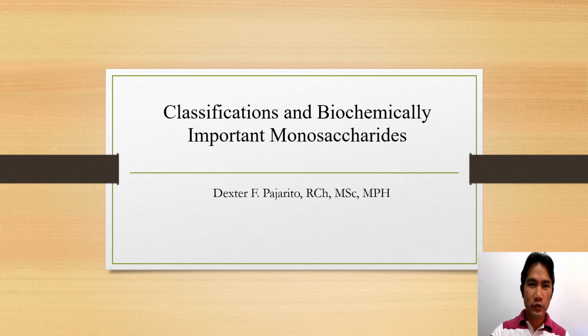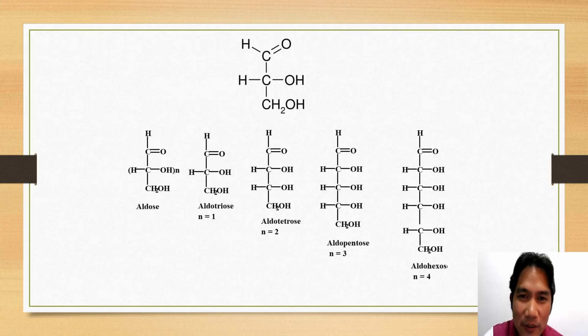I will be discussing the classifications and biochemically important monosaccharides. In my previous video on stereochemistry, we learned what is meant by a chiral center. And we know that a chiral center is an atom that has four different groups attached to it.